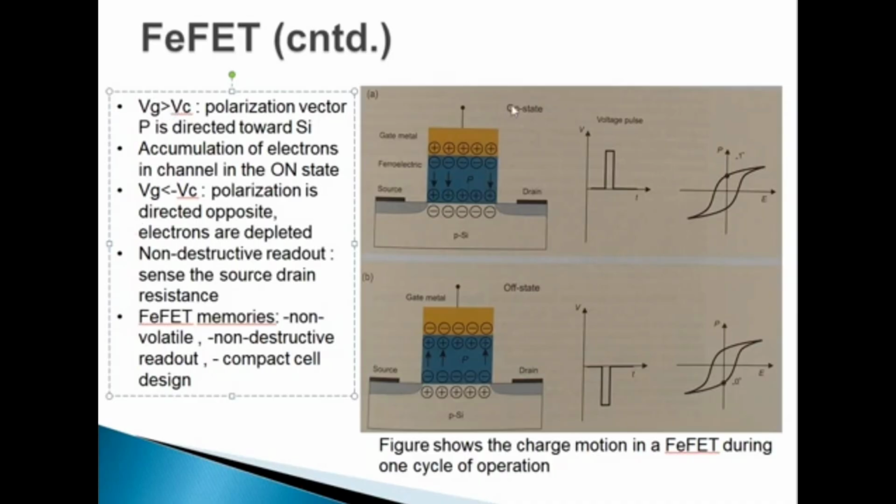You can see in figure A, the polarization vector is directed towards the silicon material. This will result in an accumulation of electrons in the channel in the on state. But when the gate voltage is less than minus Vc, you can see in figure B, the polarization is directly opposite and the electrons are depleted. This is the basic concept of the ferroelectric field effect transistor.